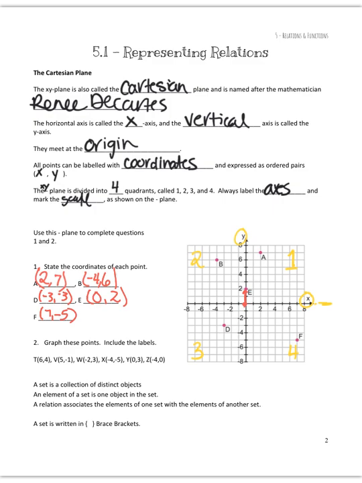Graphing the points below. So T is at x equals 6, y equals 4. So that we should label as T. V is at +5, -1. W is at -2, +3. X is at -4, -5. So that'll take us down here.